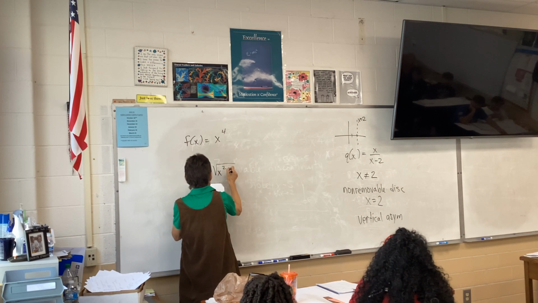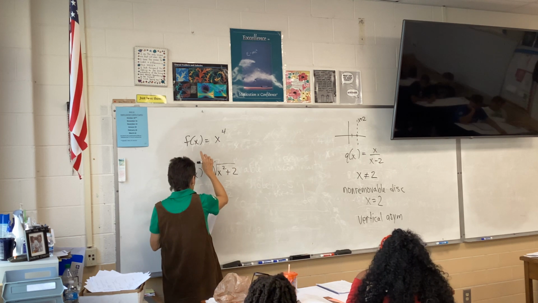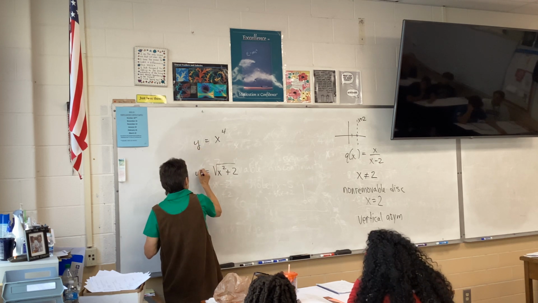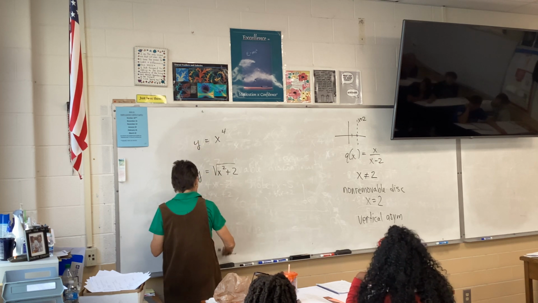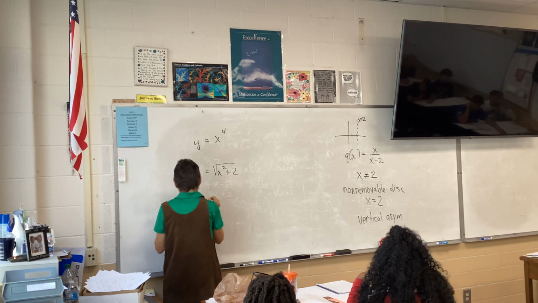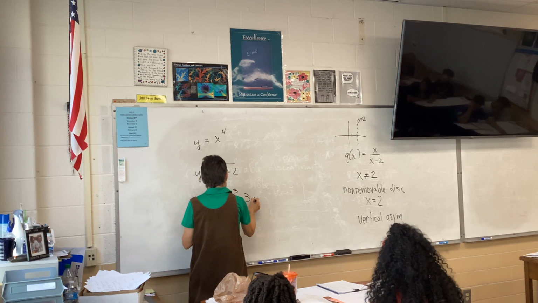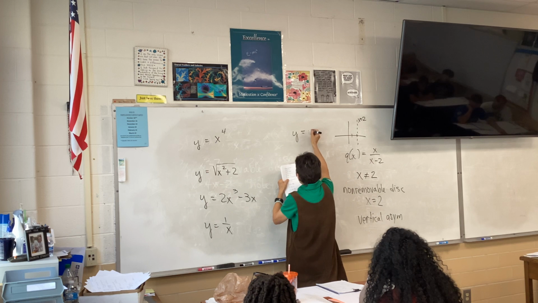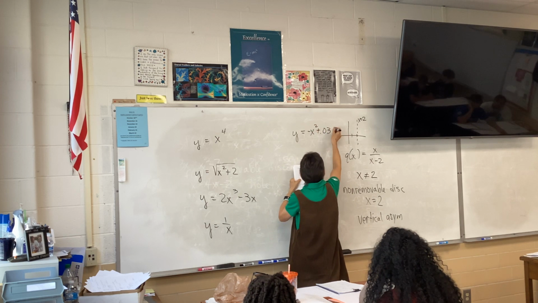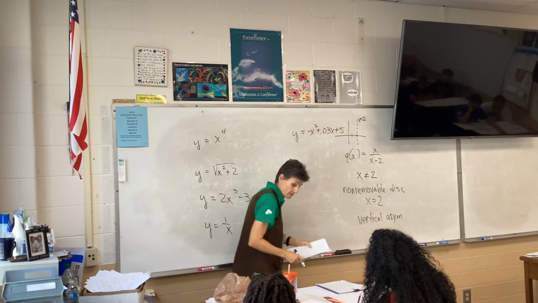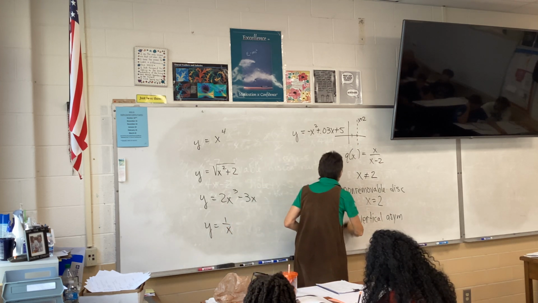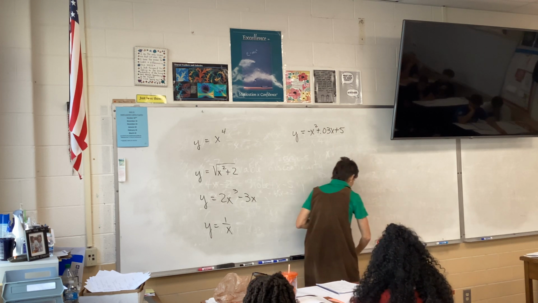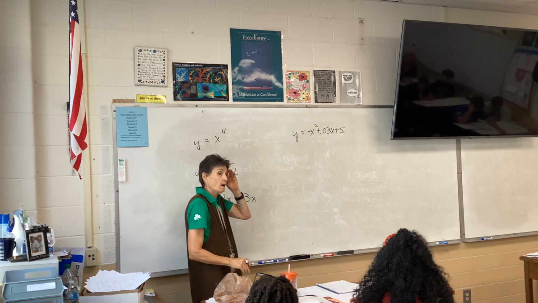It says even, odd, or neither. By the way, if it helps you, change these f of x's into y's. That might help you. All right. So tell me, you sleepy people, what are we going to do math-wise if we're determining if these are even or odd?